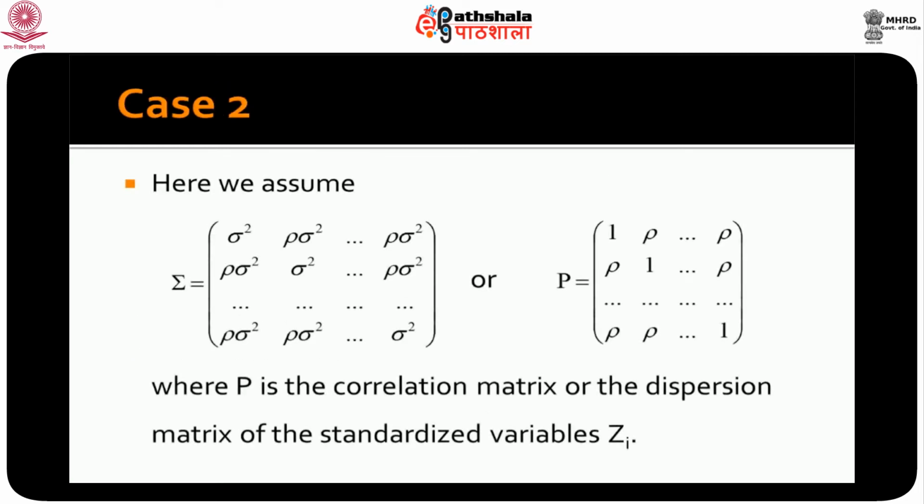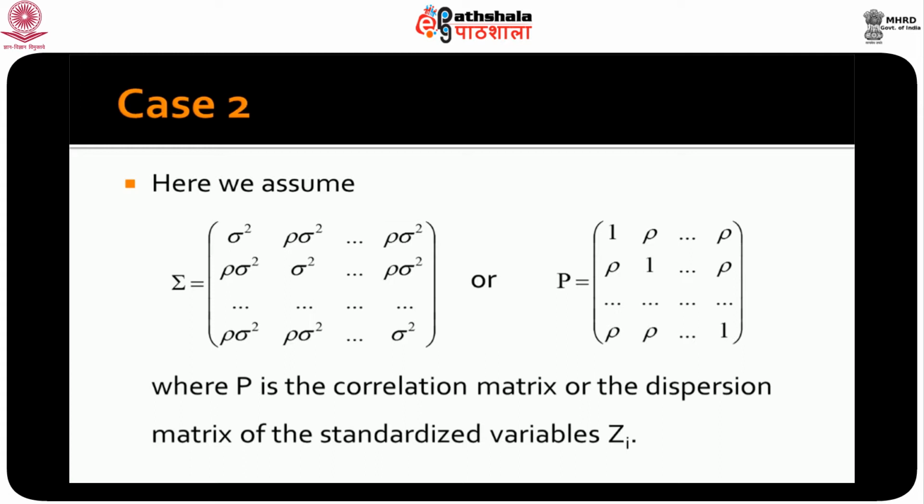Let us look at another structure. This is a very standard structure. Let sigma be equal to sigma square, rho sigma square, and so on, up to rho sigma square. If we take out sigma square from this sigma, then we are left with the correlation matrix. Now, we will work with this correlation matrix.